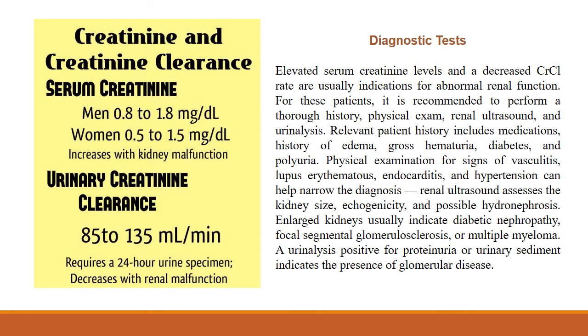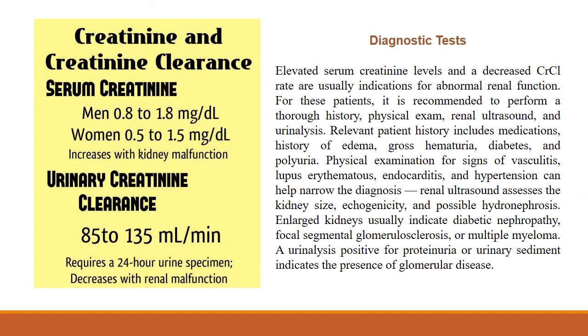So you have here creatinine clearance and serum creatinine. When we talk about serum creatinine, it is the creatinine in our blood. The normal serum creatinine for men is 0.8 to 1.8 milligrams per deciliter. For women, we have 0.5 to 1.5 milligrams per deciliter. It increases with kidney malfunction. So if there is an increase of serum creatinine, then there is a kidney malfunction happening. The urinary creatinine clearance normal value is 85 to 135 ml per minute.